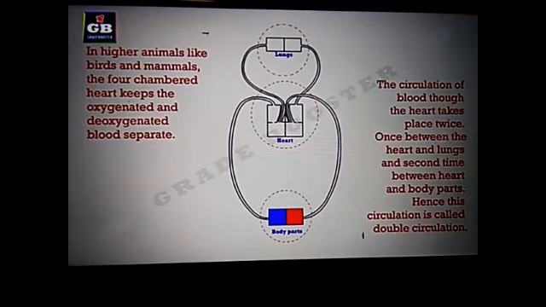In higher animals like birds and mammals, the four-chambered heart keeps the oxygenated and deoxygenated blood separate. The circulation of blood through the heart takes place twice. Once between the heart and lungs, and a second time between the heart and body parts. Hence, this circulation is called double circulation.